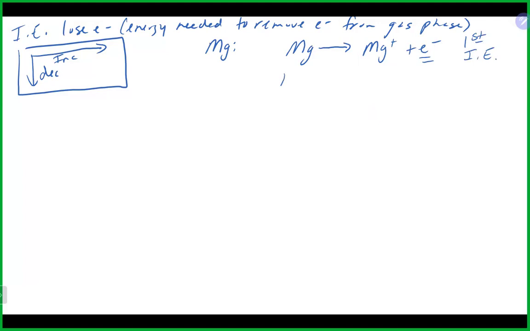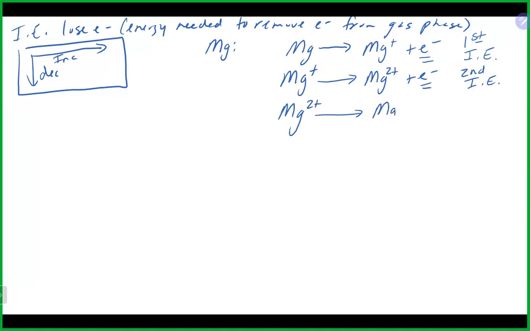Then magnesium that has lost 1 electron will lose perhaps a second electron, also on the product side. That is known as the second ionization energy. And then maybe magnesium with a +2 charge loses 1 more electron and makes a +3 charge. That is known as the third ionization energy. So there's an ionization energy for every electron that comes off.